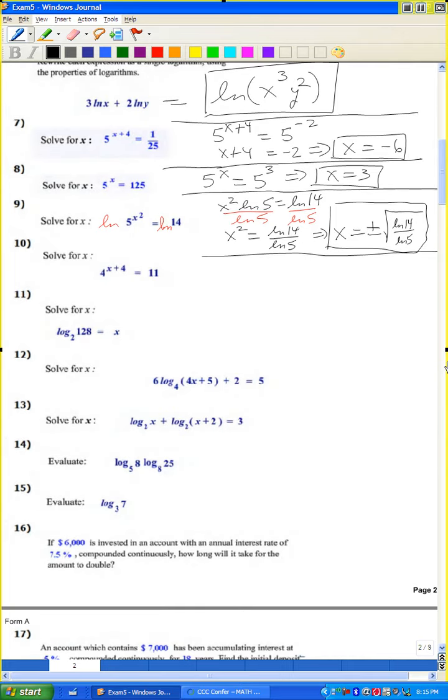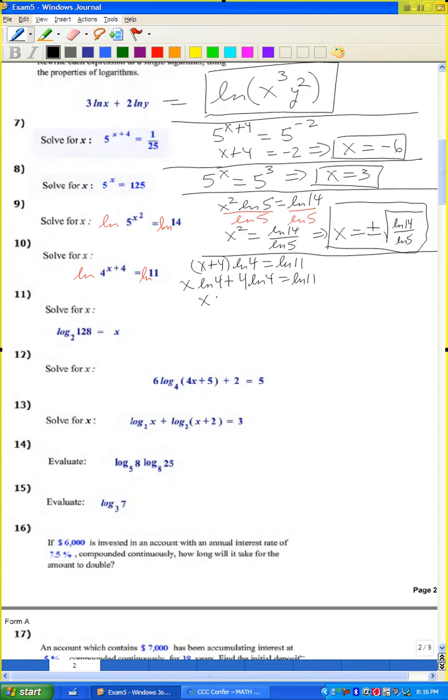Do the same thing. Let's take ln of both sides of my equation. And so I get, let's bring down the x plus 4 out in front of the logarithm. So (x plus 4) ln 4 is equal to ln 11. Let's multiply the ln 4 inside the parentheses. So x ln 4 plus 4 ln 4 equals ln 11.